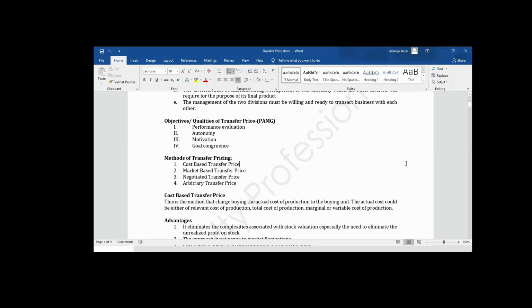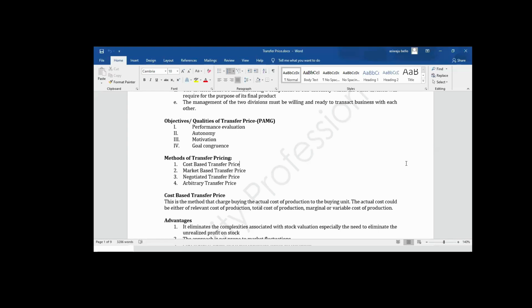So what is the meaning of goal congruence? Goal congruence means divisions must work in the best interest of the corporate head office. Goal congruence means the objective of the division must be the same as the objective of the corporate head office.